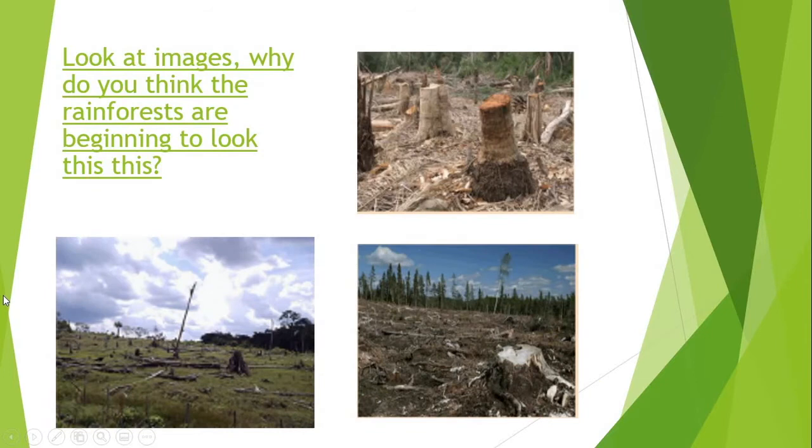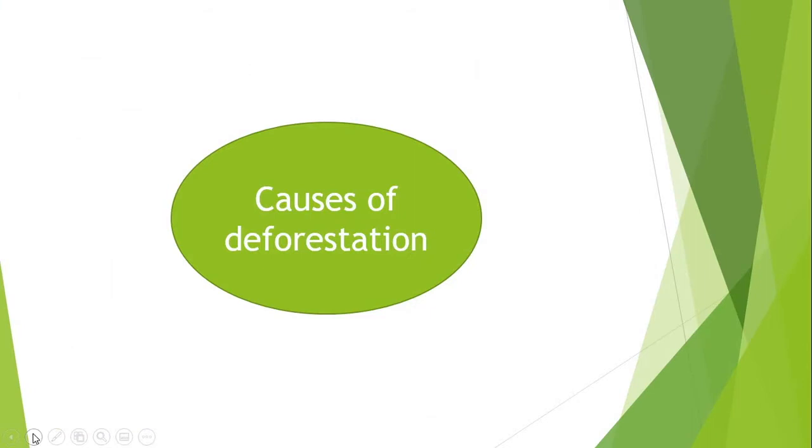So I'd like you to look at these images. These are three perfect examples of deforestation. Have a little look. What can you see? What does it show? Look at the stumps. What is the process of deforestation? What we're going to look at now is why it is starting to look like this.